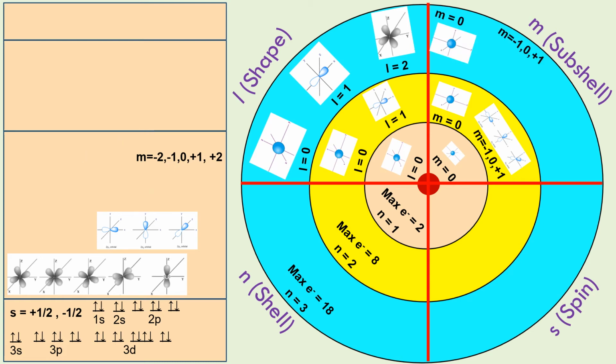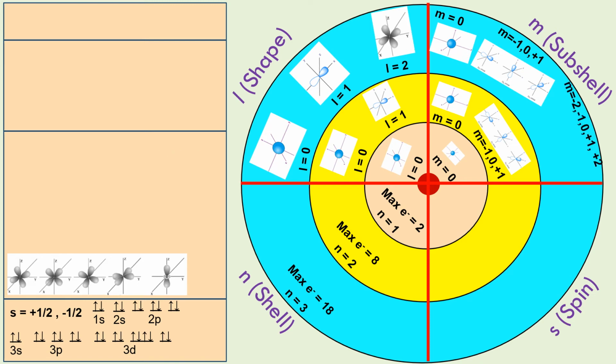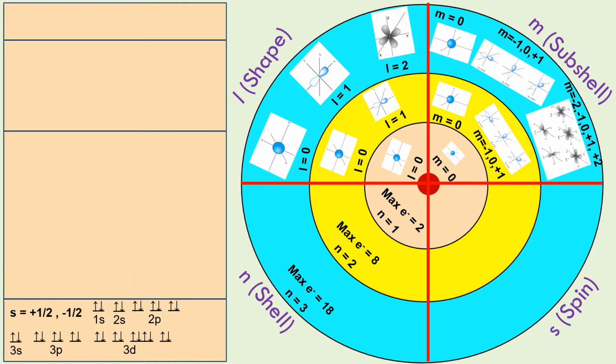m equals 0 with 1 orientation, m equals -1, 0, +1 represents 3 orientations of orbital p, and m equals -2, -1, 0, +1, +2, and these 5 values represent 5 orientations of orbitals d.